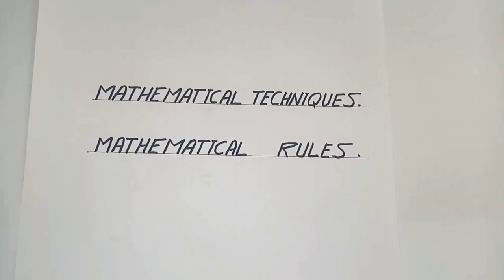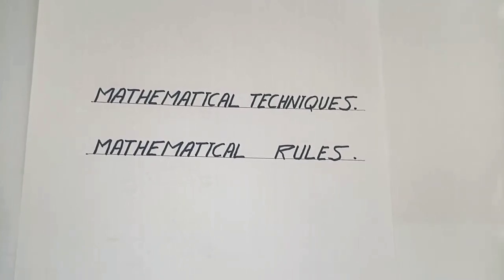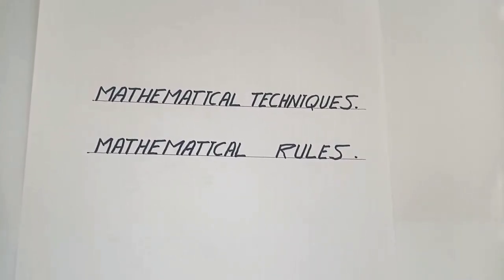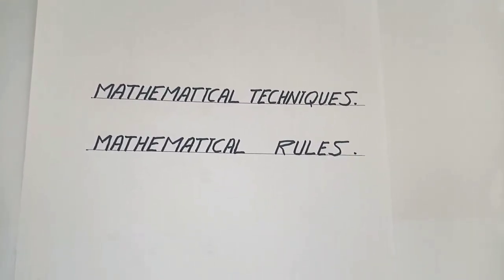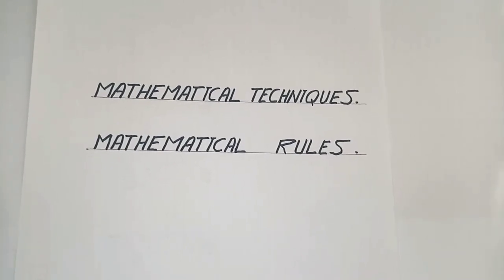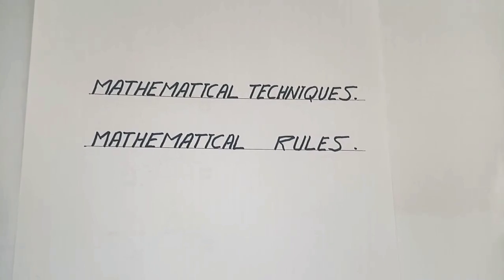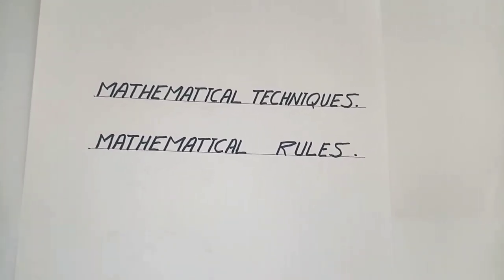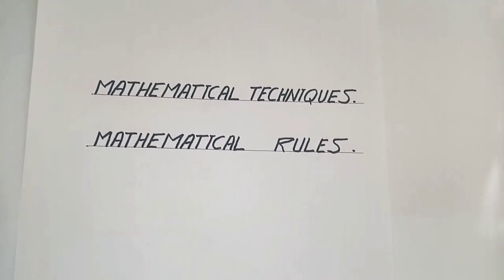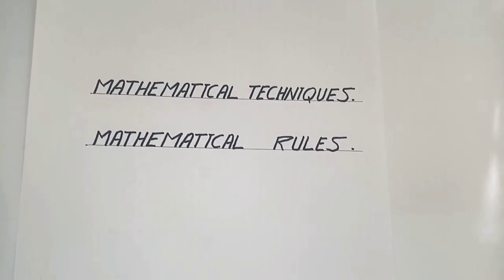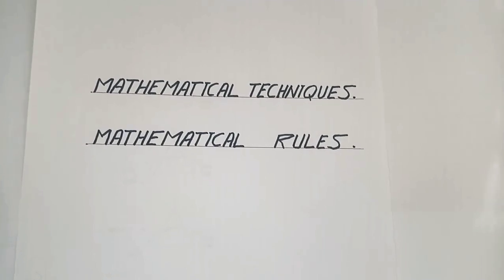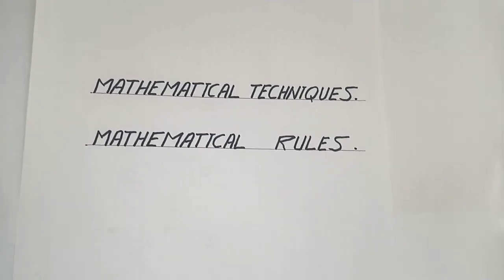These mathematical techniques and rules and principles are very necessary because in physics we use mathematics, so it is necessary for us to understand the mathematical techniques and principles. Mathematics is very closely related to physics. That's why it is necessary for us to understand them.